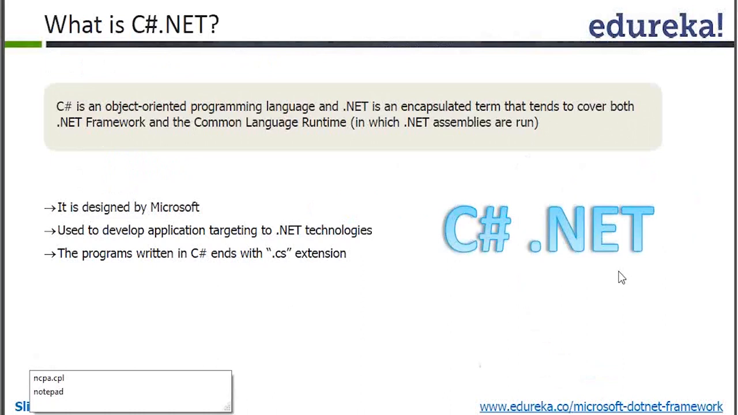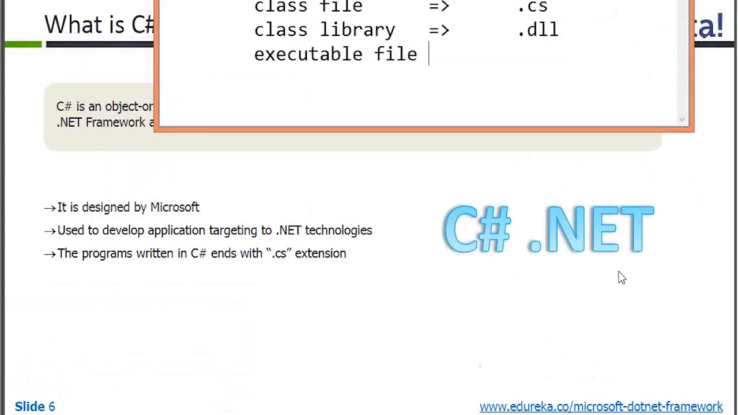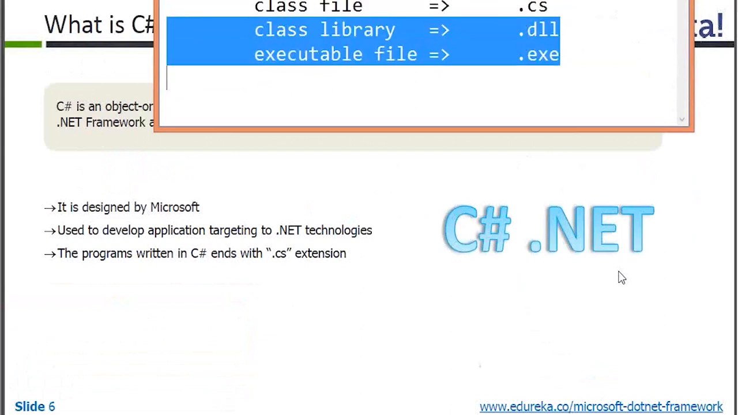Do remember that when you work with C# .NET, the programs will have an extension called .cs. So the file extension for a C# .NET program file is .cs. Once an application is generated, if you get a class library, it contains an extension called .dll. A standalone executable file contains an extension called .exe. So you can see these extensions: .cs, .dll, .exe. CS is a class source file; DLL or exe are compiled files.